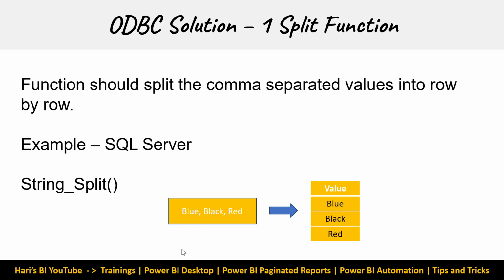If you are using Oracle, we don't have a function, but we have a set of statements which will help us do the same thing, converting comma separated values into row by row. And if you are using SAP HANA, you have to create a function. That is not a default function for SAP HANA. So you have to create a function, and then you can utilize it.